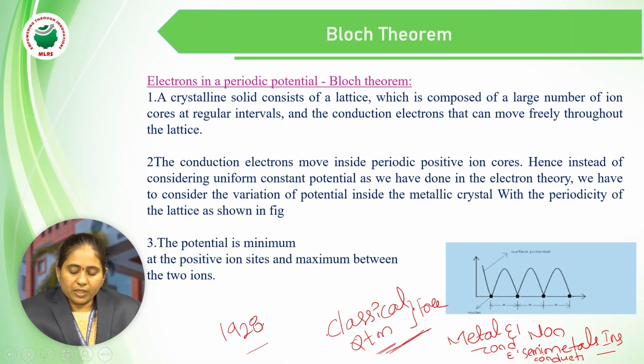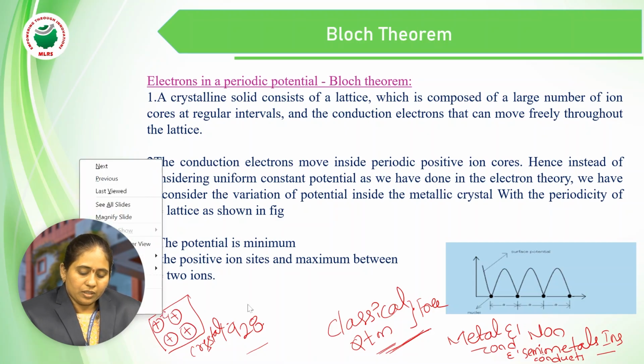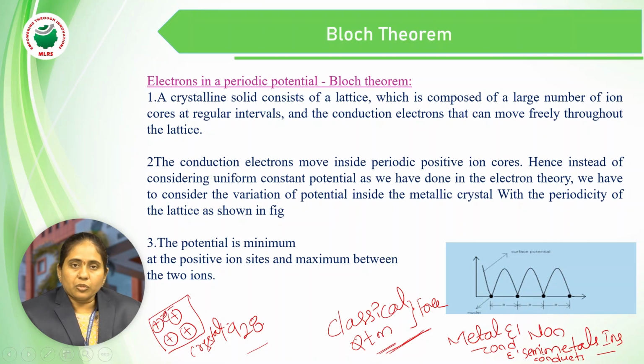So how did he explain the difference between metal and non-metal? By taking some assumptions. What are the assumptions made by Bloch? In the classical and quantum free electron theory, suppose this is a crystal. In this we have the lattice ions, and the electrons are moving freely inside. The electron cannot come out of the surface of the metal. Free electron means the electron can move freely inside the material or crystal.